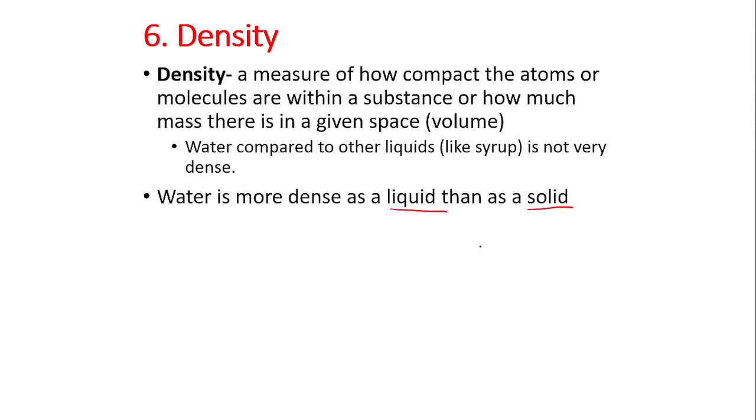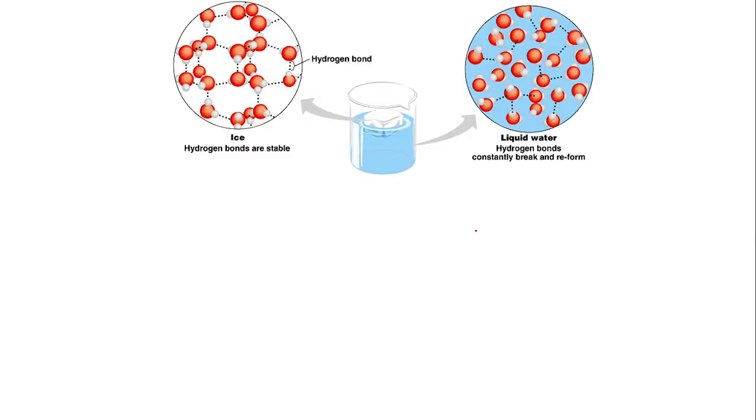That's why you normally see ice floating in a liquid. So that's just what we are talking about. All that is just because of the hydrogen bond. So because of the hydrogen bond, you need to understand that in a solid like ice, the hydrogen bonds are stable, and as a result they reduce the volume.